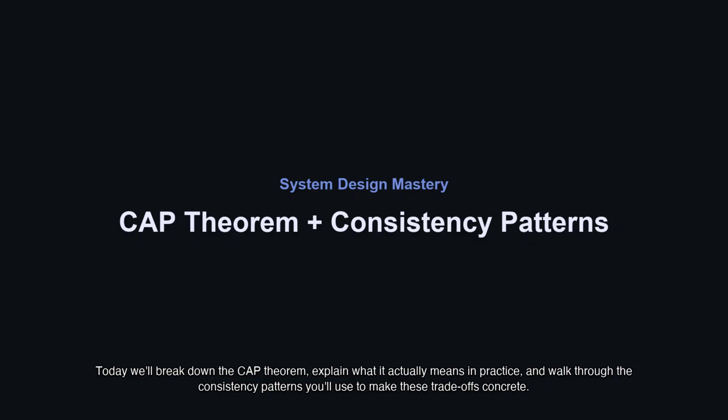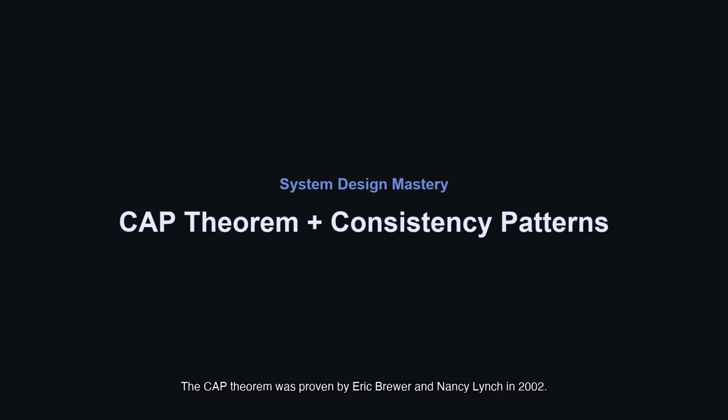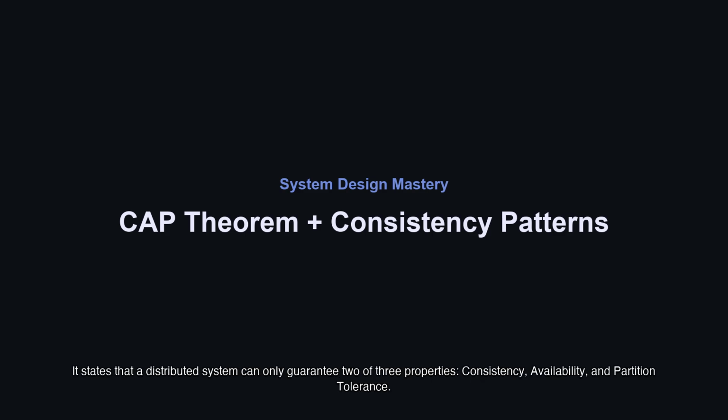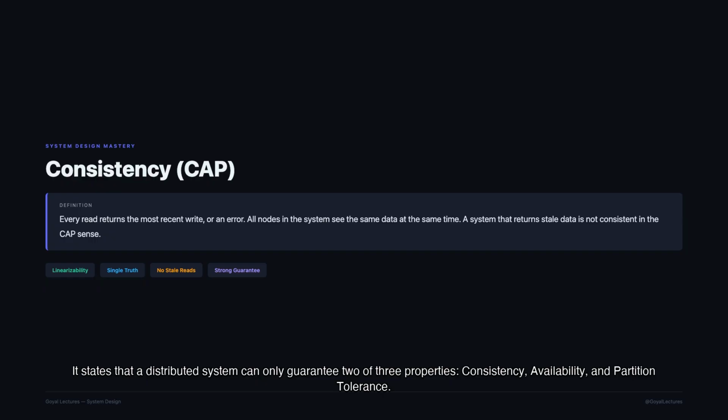The CAP theorem was proven by Eric Brewer and Nancy Lynch in 2002. It states that a distributed system can only guarantee two of three properties: consistency, availability, and partition tolerance. Before we discuss the trade-off, let's define each property precisely.